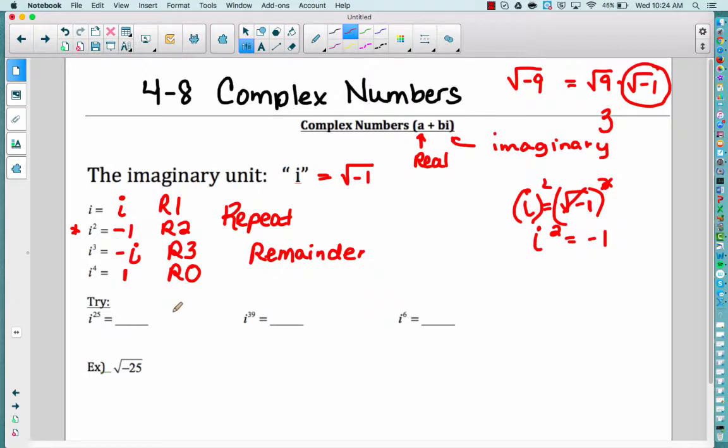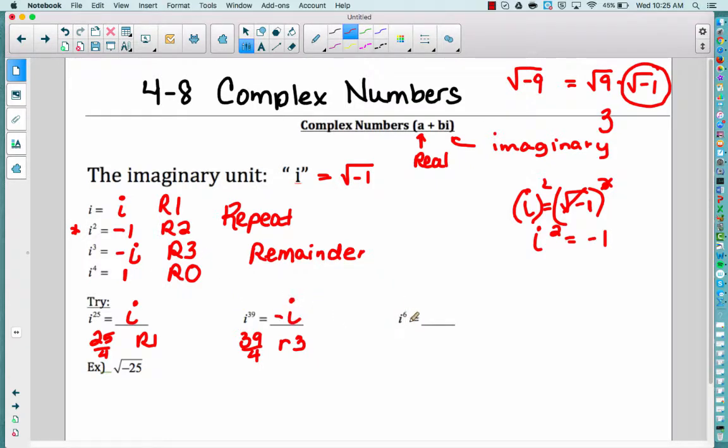So what do I mean by that? Okay, so I to the 25. I divide 25 by 4. 4 goes into 25 6 times, which doesn't really matter, we really only care about the remainder. But 4 times 6 is 24, which gives me a remainder of 1. So I to the 25th would be just I. All right, let's try the next one. I to the 39th. 39 divided by 4. 4 goes into 39 9 times, which is 36. And what I'm left over with is a 3. So remainder 3, it would be -I.